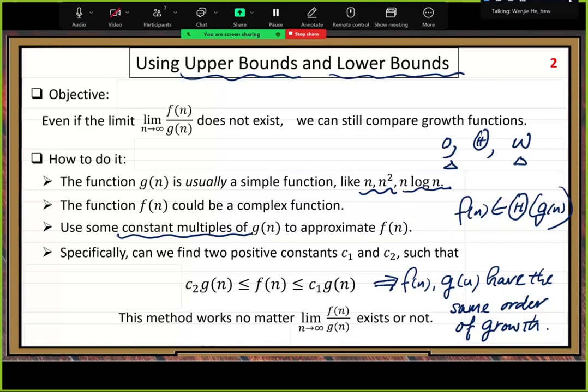But for big theta, we have 2 ways. The first way, limit way. The second, inequality way. Okay? 2 different ways to determine if 2 functions have the same order of growth. The summary, that's all right. Then let's move to the next topic.